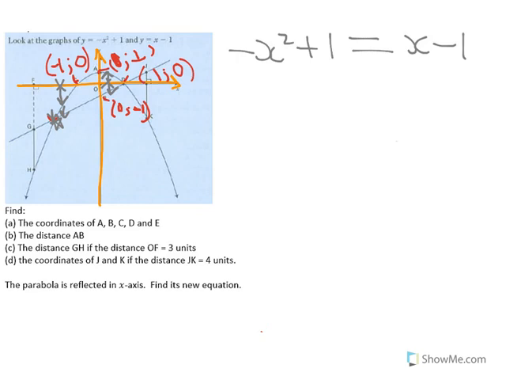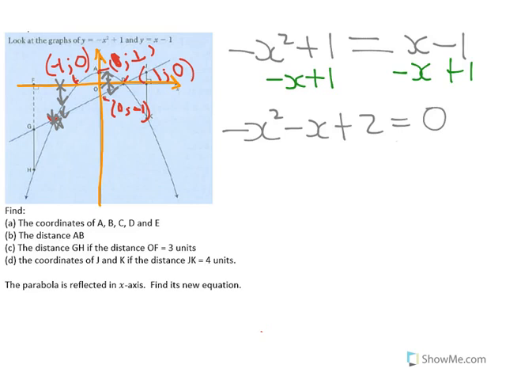So I'm going to try and get everything onto the left-hand side. So I'm going to subtract x and add 1 and do the same here. So then I'm going to have negative x squared minus x plus 2 is equal to 0. I could then try to factorize from here, but I'm not comfortable with this negative.